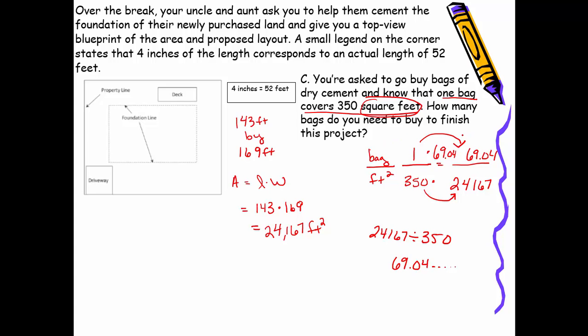So you have to say to yourself, okay, now I can't buy 0.04 of a bag. Is it enough to only buy 69 bags? Well, no, because then there's a little section that you won't be able to cover. So therefore, you must buy 70 bags. This is not one where you would just round down to 69, because you have to be able to cover every bit of that foundation in real life. So you have to buy enough to cover it. And even if it's a little bit over 69, you know you need 70 bags. We're moving on.